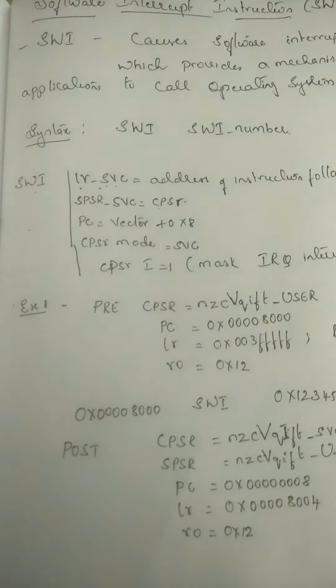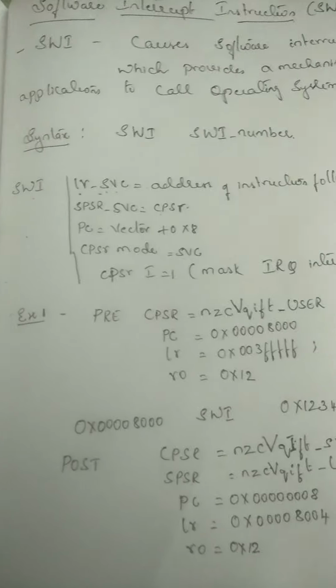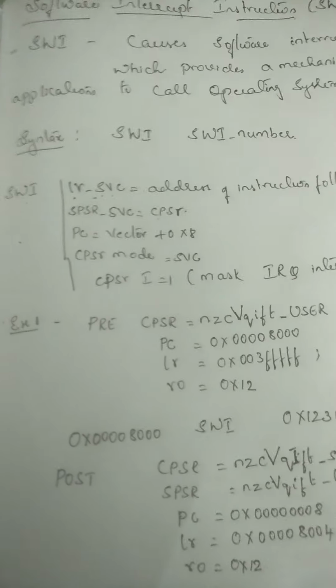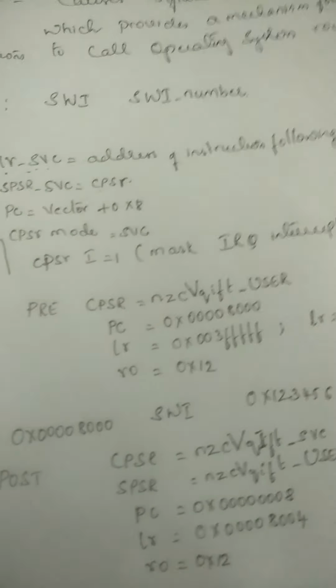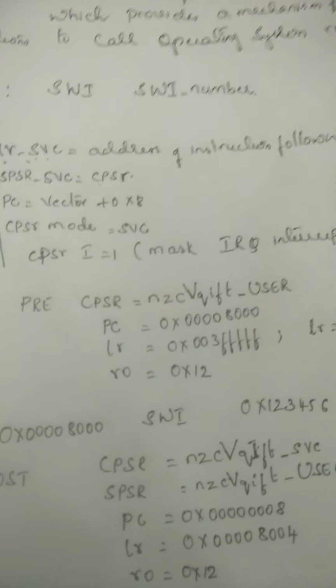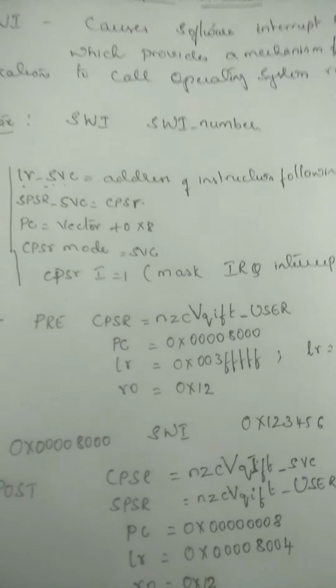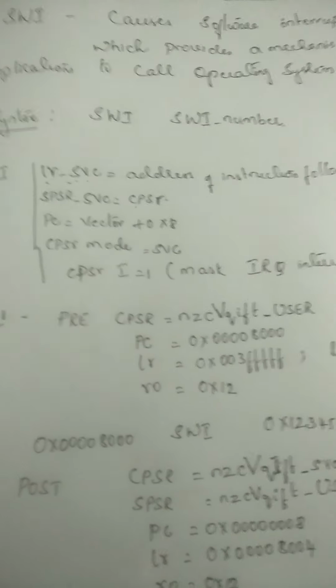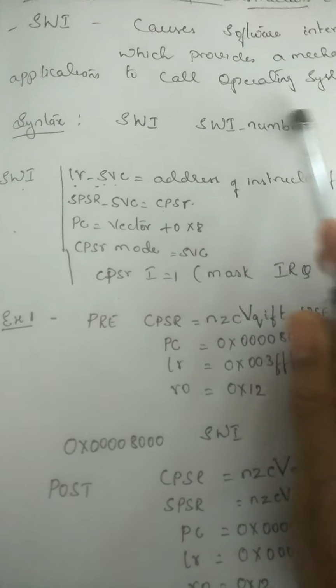So either it can be printing a message, or retrieving the data, or taking the data. Those are all certain exceptions, and when you want to exit the particular program, that is again an exception. Each interruption, each exception will have its own number, so automatically it will jump to the vector table and the particular routine will be executed.